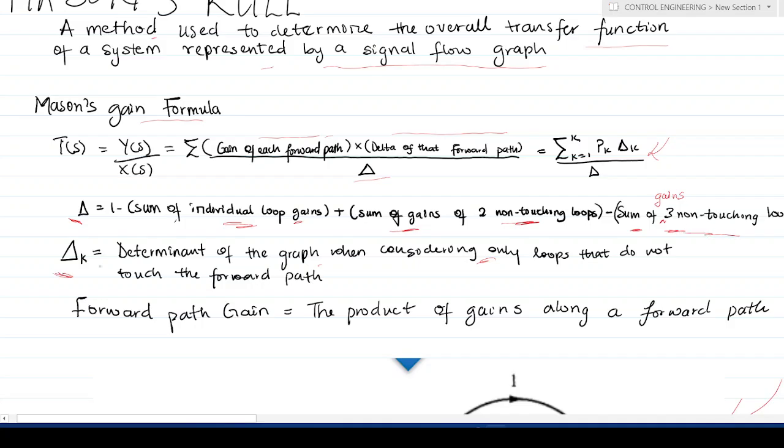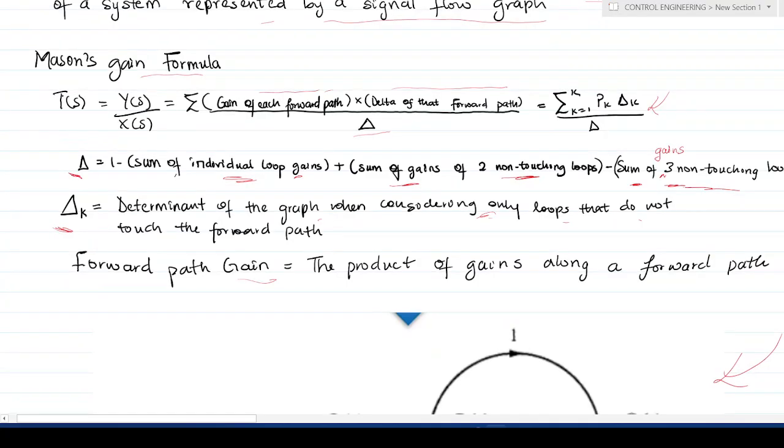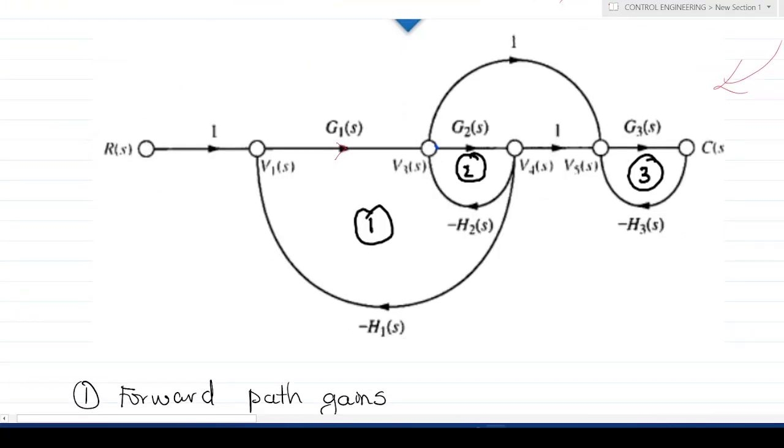Next, we have the determinant of the graph when considering only loops that do not touch the forward path. We're going to see this in our solving. And lastly, forward path gain is the product of gains along the forward path. So this is the example we're going to be tackling today.